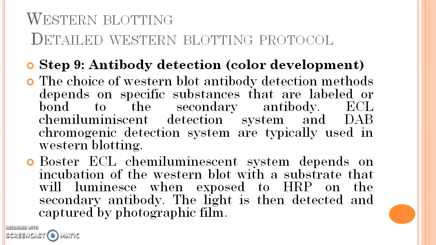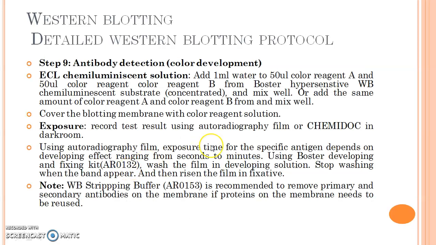Step 9, antibody detection through color development. The choice of Western blot antibody detection method depends on specific substances that are labeled or bound to the secondary antibody. ECL chemiluminescent detection system and DAB chromogenic detection system are typically used in Western blotting. The Booster ECL chemiluminescent system depends on incubation of the Western blot with a substrate that will luminesce when exposed to HRP on the secondary antibody. The light is then detected and captured by photographic film.